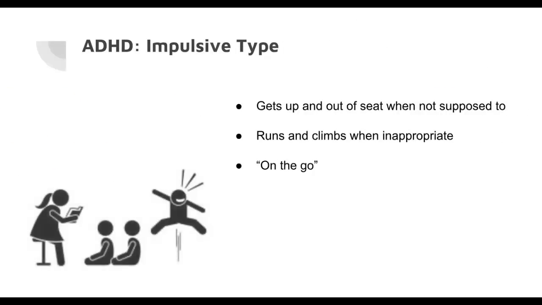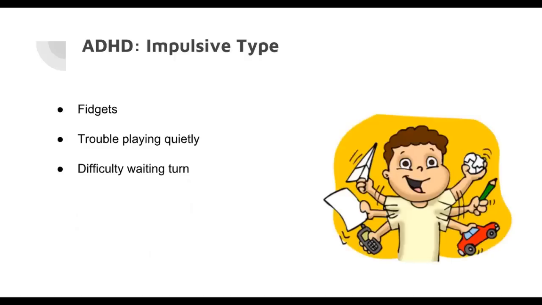Of course, impulsive types, these are the individuals we often think of as on the go and are running and getting up when it may not be appropriate to do so. Individuals with impulsive type ADHD may have fidgets or tics, and of course they tend to have trouble playing quietly and difficulty waiting their turn, as we were talking about.